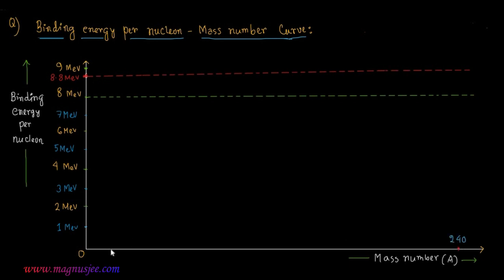We can denote different values of mass number on the horizontal axis: 240, and then 120. The mass number at this point will be 120. Then this will be 60. The value of mass number at this point will be 60. Then we can denote 40 and also 20. 20 is another value of mass number. At this point the value of mass number is 20, and then we can denote the mass number of 40 at that point, and this will be 10. That is the value of mass number.